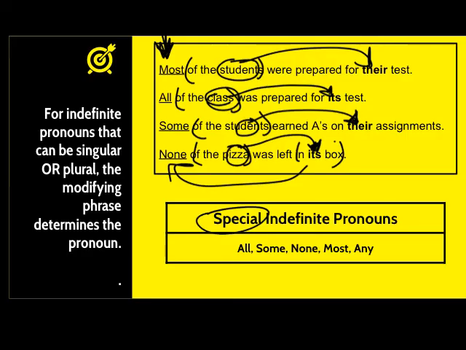So this is pronoun agreement with indefinite pronouns, and the rules are pretty standard. You just need to pay attention to what kind of indefinite pronoun you're looking at before you determine which following pronoun you need to use to refer back to that antecedent.